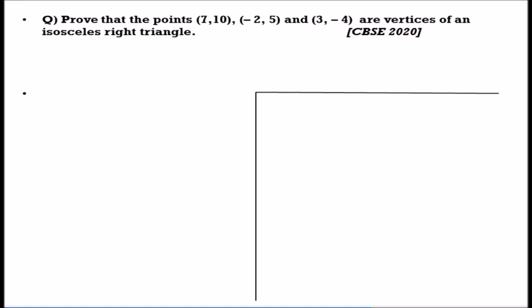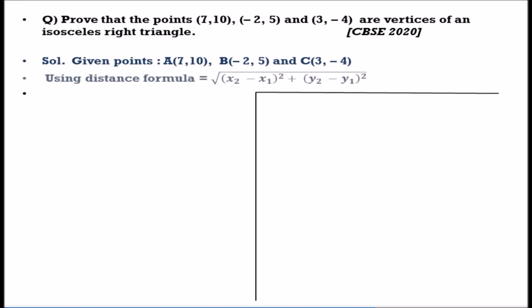So we'll start with given points A, B, C. We have noted them as A, B, C since the points were not named, and if you wish to change it to PQR or XYZ, you can definitely do that. So we'll use the distance formula now, that is under root (x2 minus x1) whole square plus (y2 minus y1) whole square. Firstly, we'll calculate the distance between A and B.